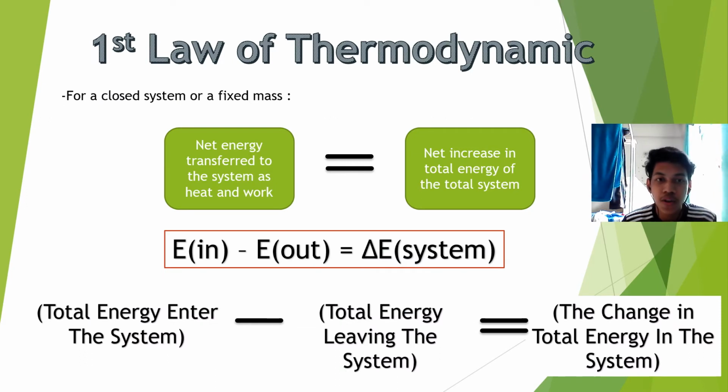Next, we are going to look at a closed system, or a fixed mass. For a closed system, the net energy transfer to the system as heat and work is equal to the net increase in total energy of the system. In a simple way, energy in minus energy out is equal to delta energy of the system.